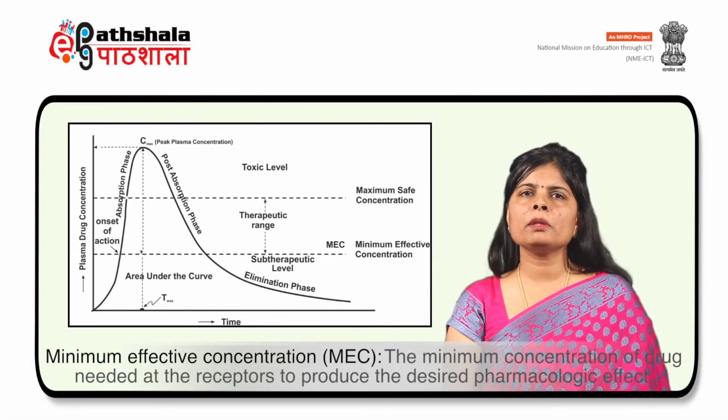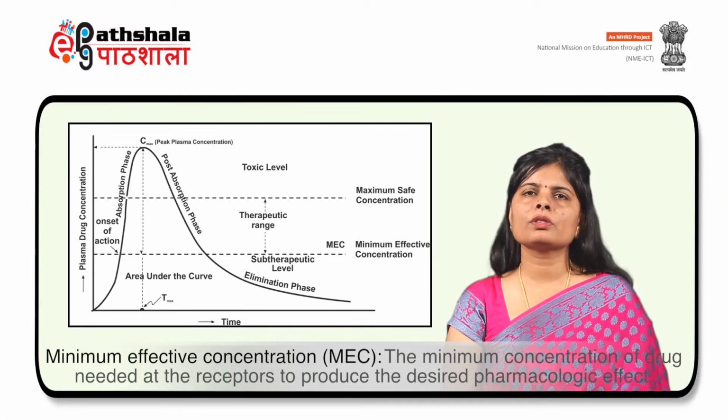The first is minimum effective concentration, which is also known as MEC. This is the minimum concentration of the drug needed at the receptors to produce the desired pharmacological response.